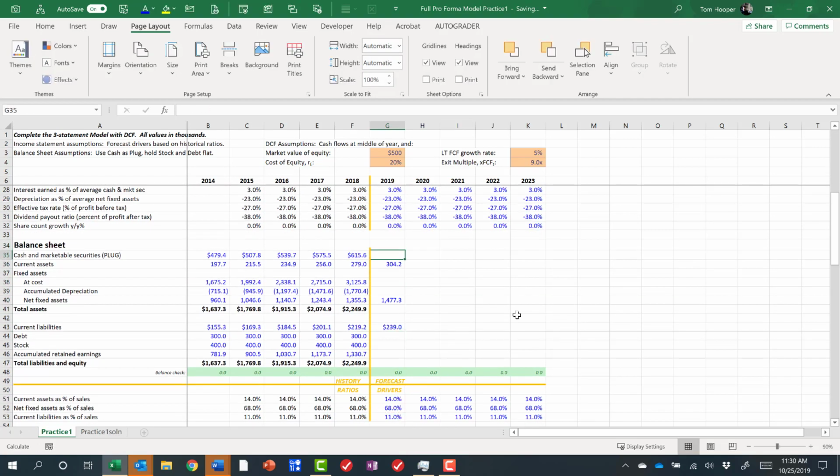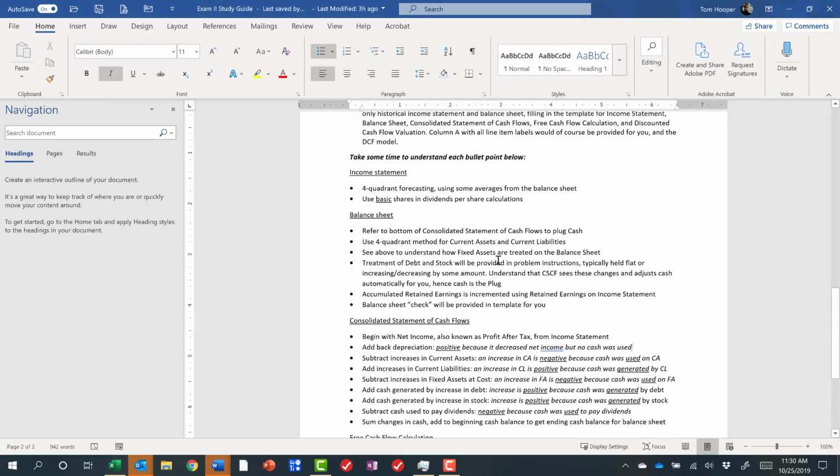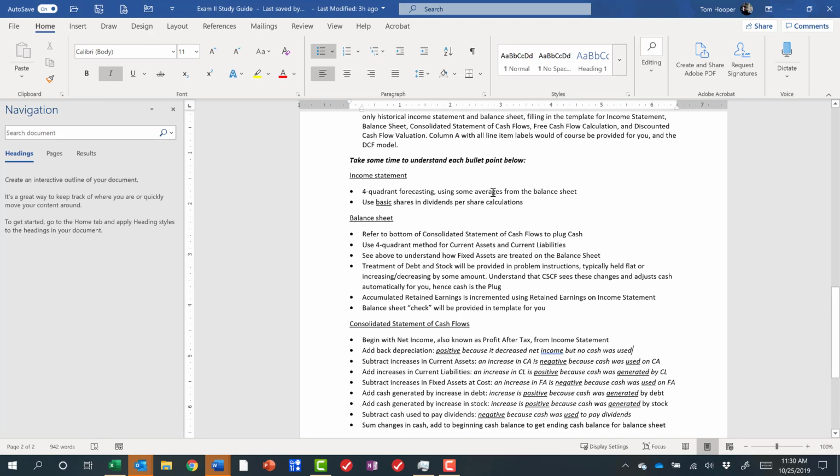Let's go back to the study guide and see what we've done so far. We have begun with the income statement and used our 4-quadrant method. We only had one line for shares, so we're not concerned about basic or diluted.